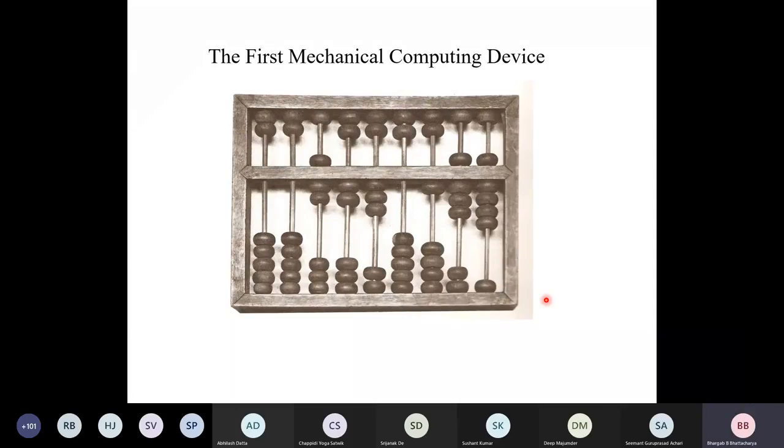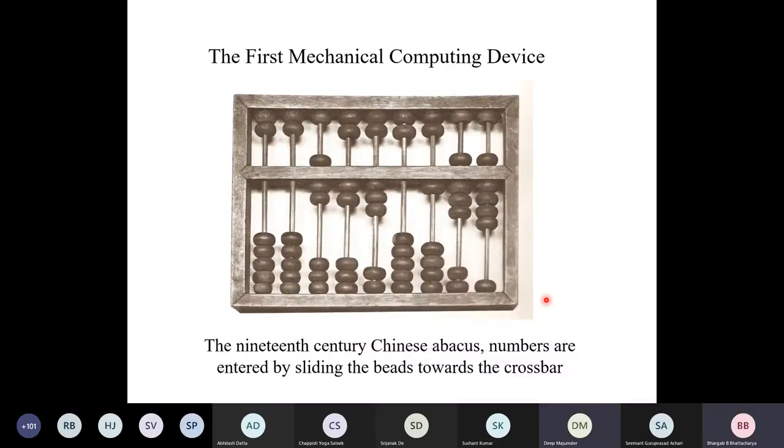So what is it? The abacus. Yes. So this is the ancient computer, the Chinese abacus. Numbers are entered by sliding the beads, and you do certain operations. It can perform addition, subtraction, etc. There are certain algorithms or procedures for encoding the input and reading out the output. Okay, so that was the first computing machine.